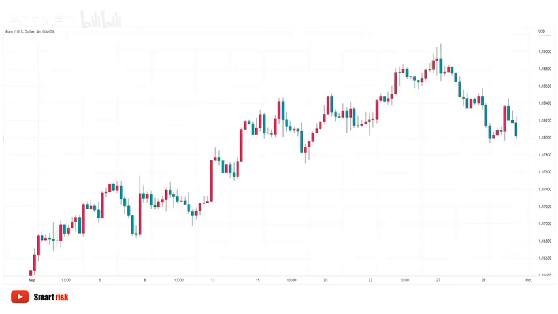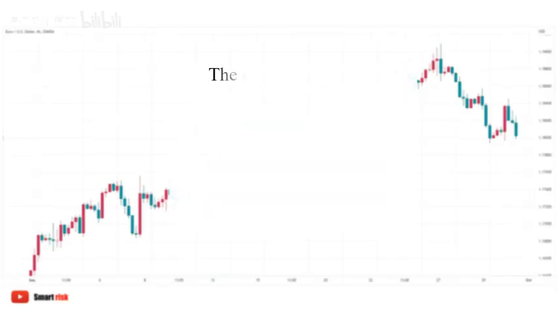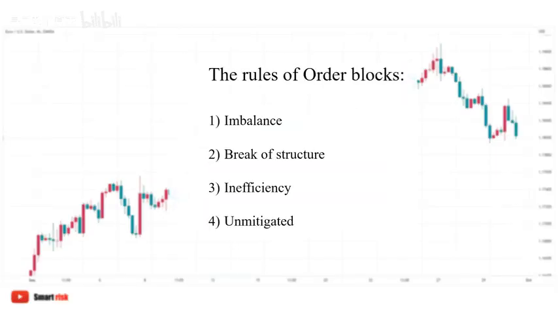So far, you have a vision of order blocks, but here is the key point. Order blocks must meet 4 rules to work effectively. And those rules are: having imbalance, break of structure, inefficiency, and being unmitigated. We have already discussed the imbalance. Let's talk about the other rules.